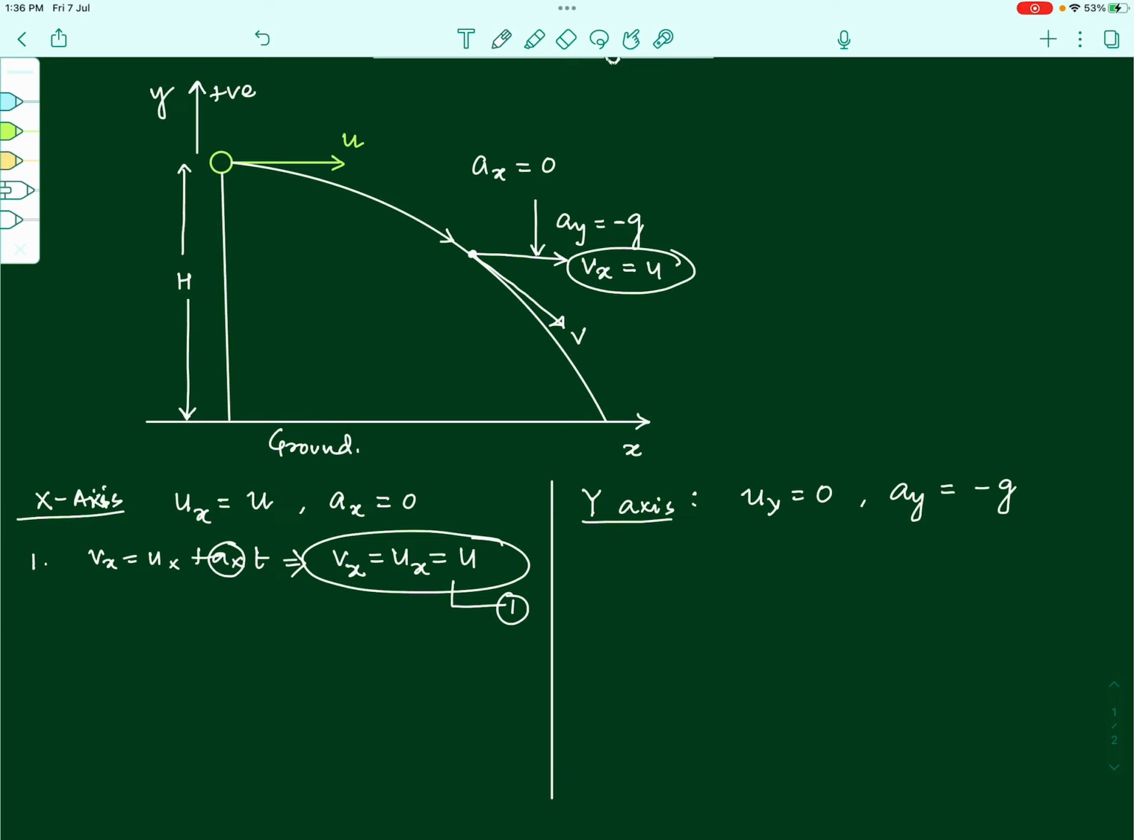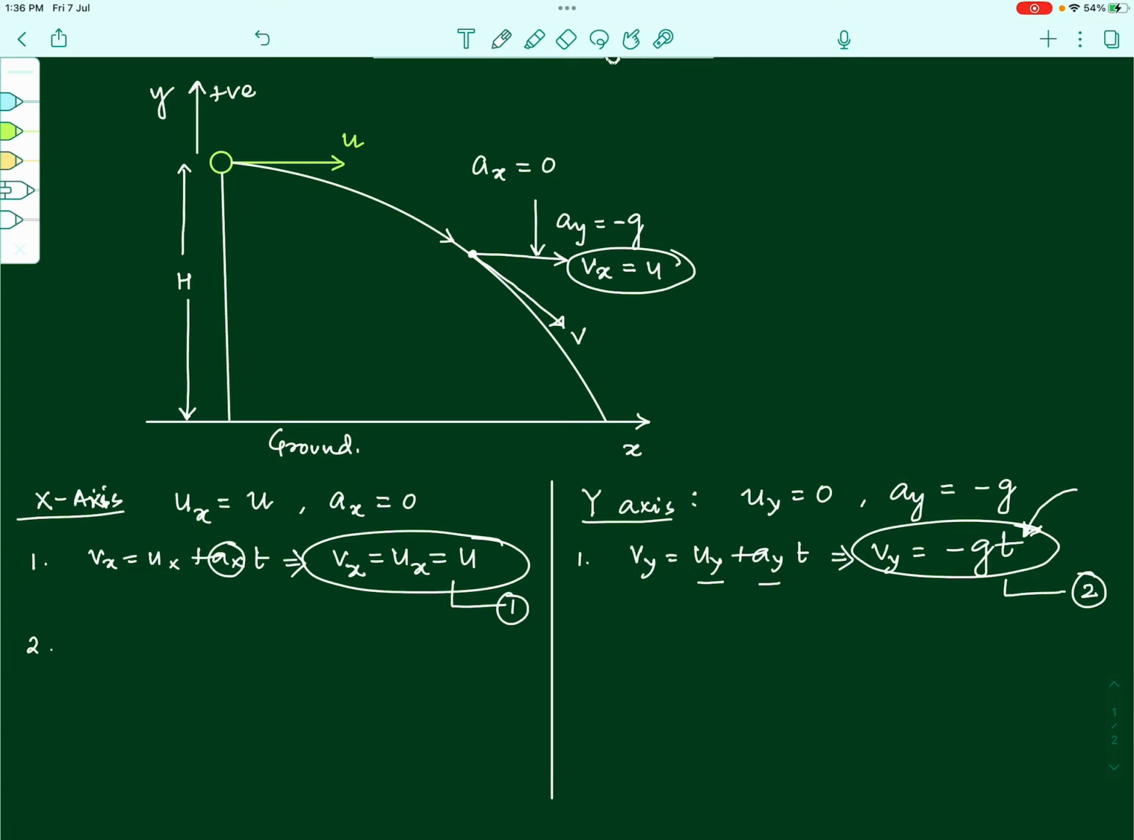Similarly, when we use the first equation along the y-axis, Vy is equal to uy plus ay t, this will give us Vy is equal to, because uy is 0 now, 0 plus, and ay is minus g. So, Vy is minus g into t. What is this equation telling us? It is telling us that the velocity along the y direction increases in the downward direction as time increases. As t proceeds, velocity becomes more and more negative along the y direction.